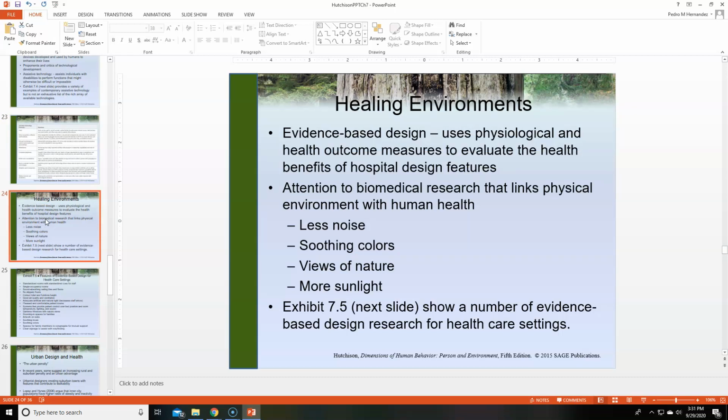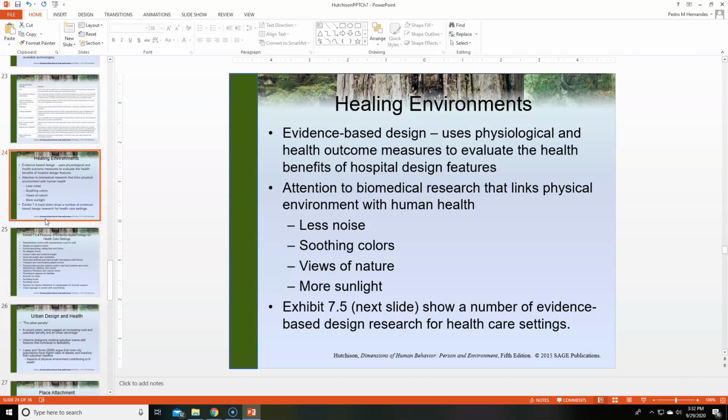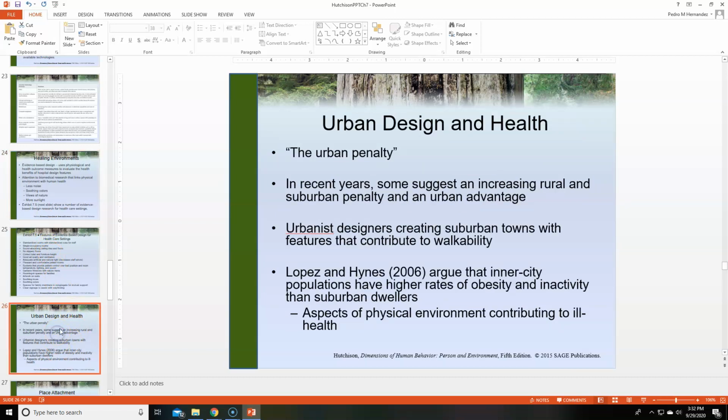What do we think when we hear that? Less noise, right? Peaceful nature sounds, right? That makes us, meditation, conducive to all of that. Not that meditation is an environmental aspect, but conducive to that. Urban and health, yeah, there's obviously an urban penalty. You don't have as many streets, there's the cars, the noise, and other things like that.